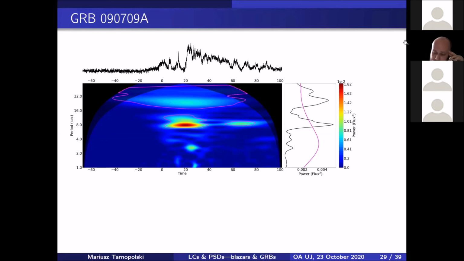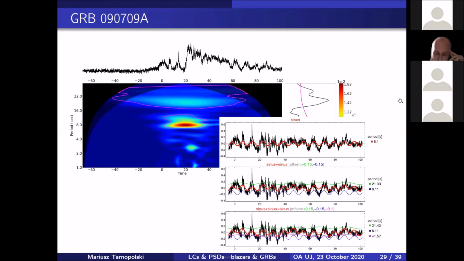Now, just for illustration, I will be showing a few sinusoidal fits to the time series that were done using the periods identified from the scalogram. But I'd like to stress that this is purely for demonstration, just to guide the eye, to visualize the character of the modulation. It is not that we are fitting a sine and claiming a QPO.